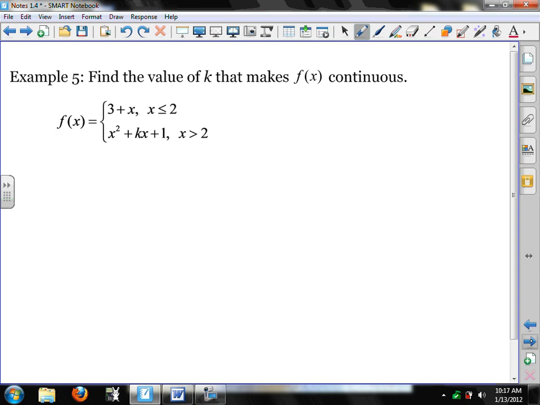Couple more problems here. This one asks us to find the value of k that gives us a continuous function. So they set up a piecewise function for us again. F of x equals 3 plus x for the x values less than or equal to 2. And f of x equals x squared plus kx plus 1 for the x values greater than 2. We need to solve for the k value that makes the function continuous.